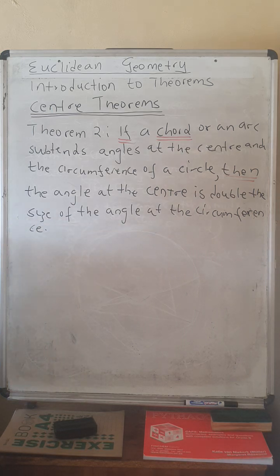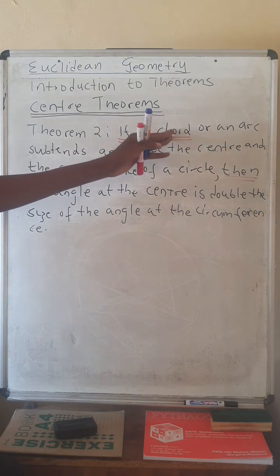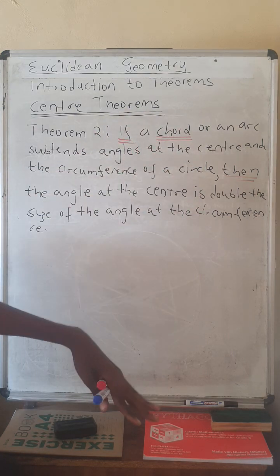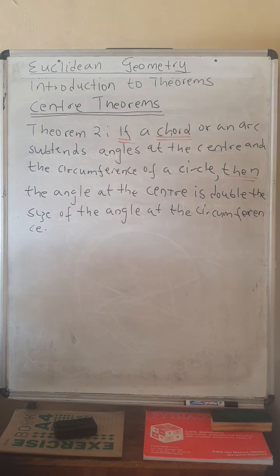Now let us go to an arc. Again, it's either we've got a chord subtending two angles, one at the center and one at the circumference, or we have an arc subtending what? Angles, one at the center, one at the circumference.